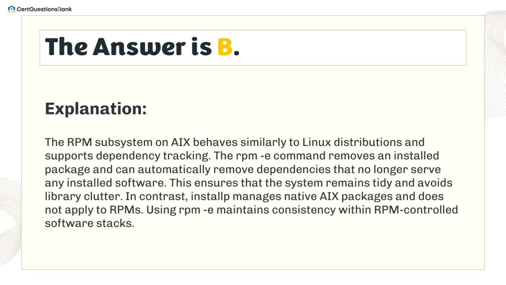The RPM subsystem on AIX behaves similarly to Linux distributions and supports dependency tracking. The rpm -e command removes an installed package and can automatically remove dependencies that no longer serve any installed software. This ensures that the system remains tidy and avoids library clutter. In contrast, installp manages native AIX packages and does not apply to RPMs. Using rpm -e maintains consistency within RPM-controlled software stacks.